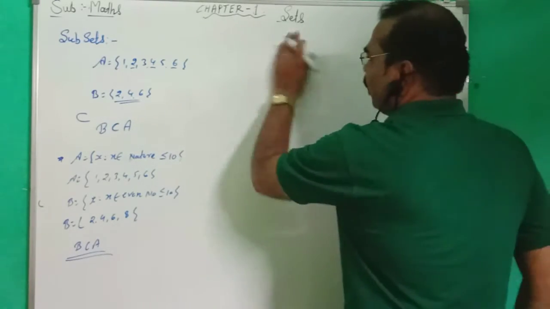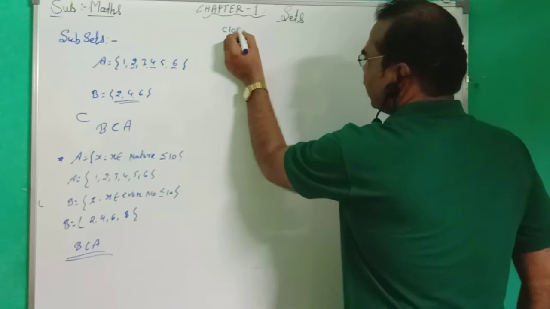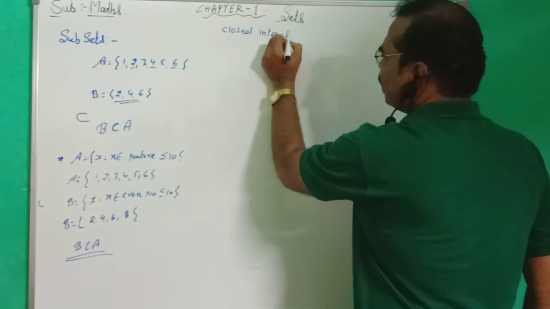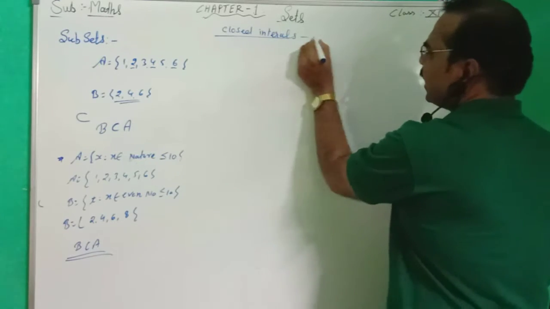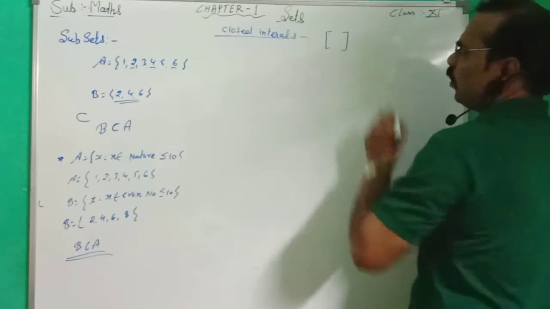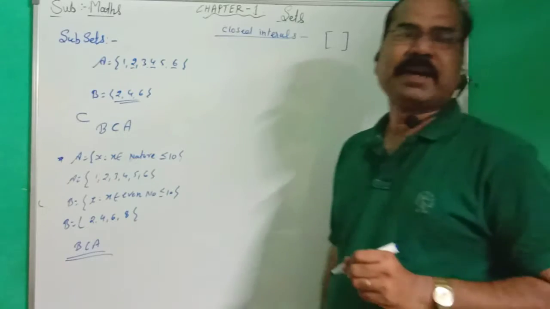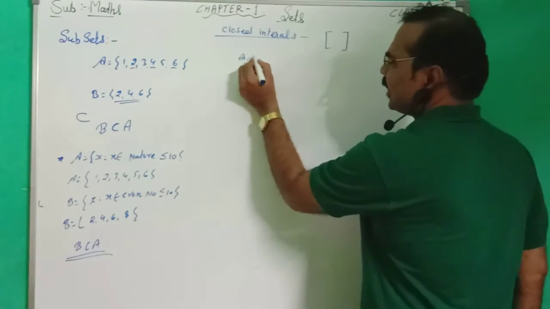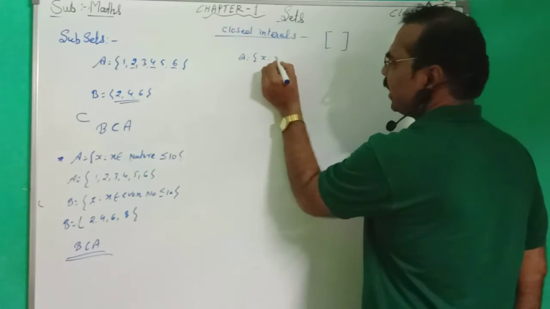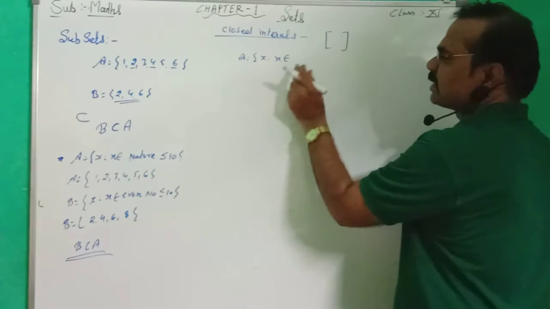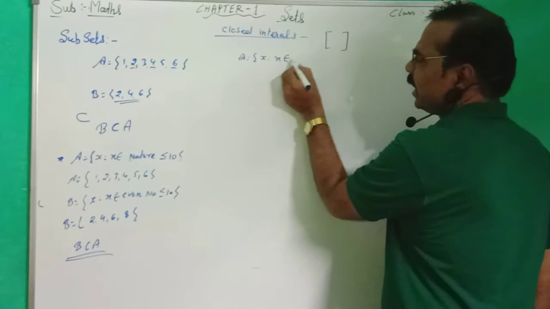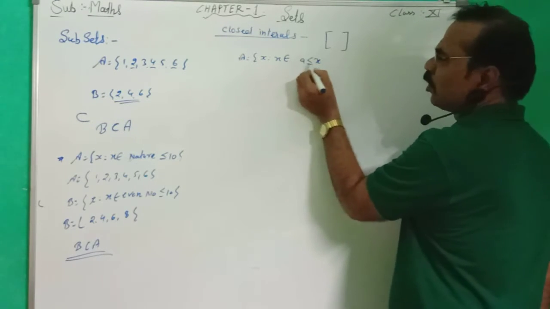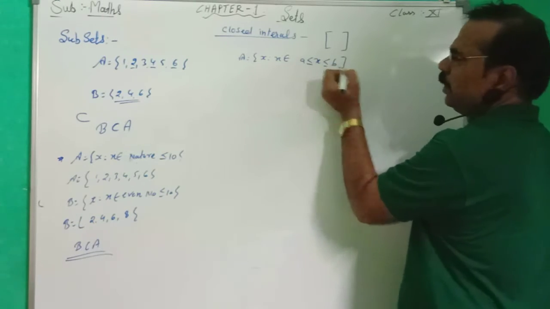Suppose, first we have to take the closed interval. What is a closed interval? A closed interval is represented in this form. The meaning of a closed interval: suppose A is a set, it means x such that x belongs to the segment, that is, x is greater than or equal to A and less than or equal to B.